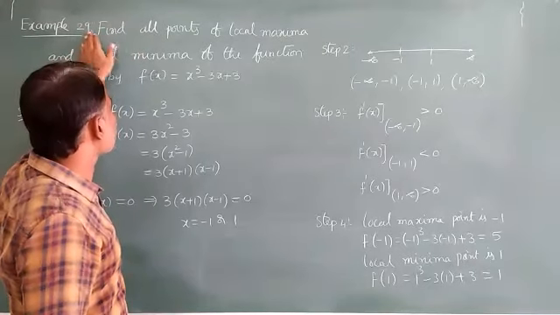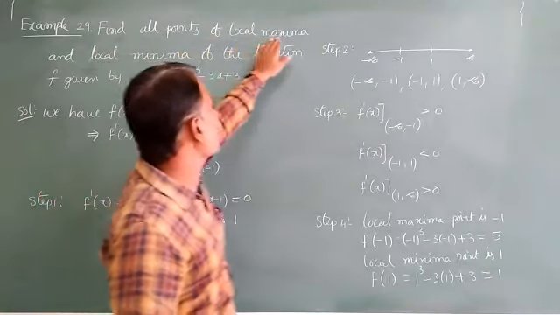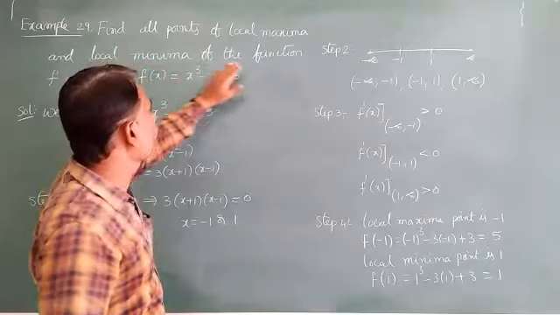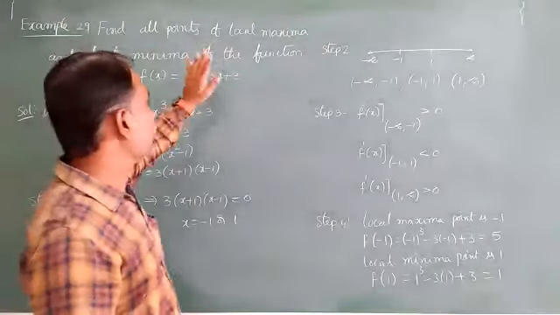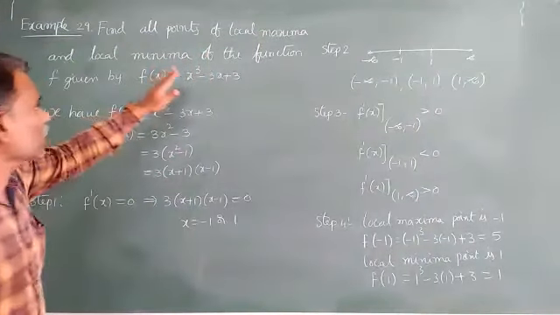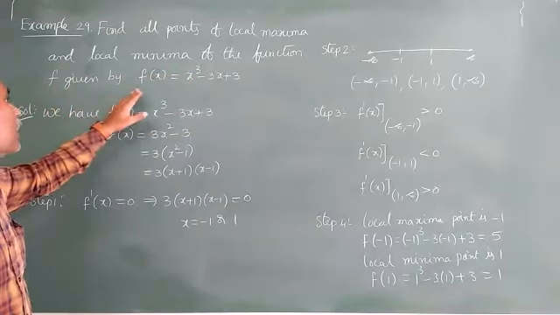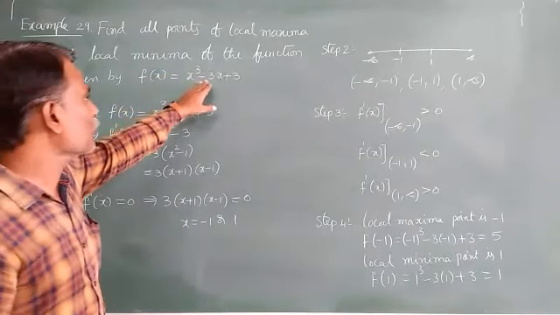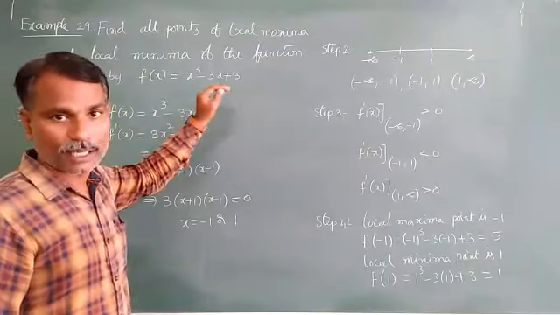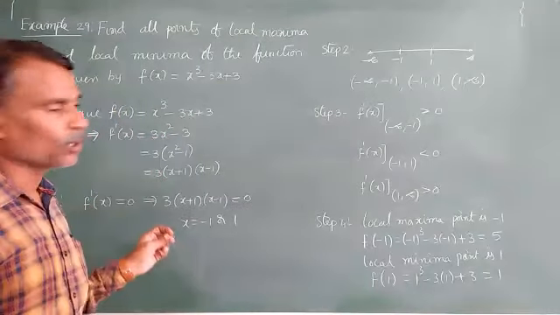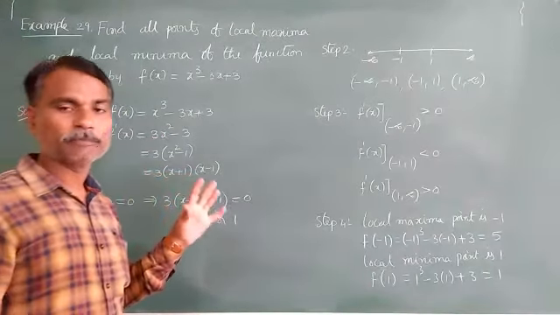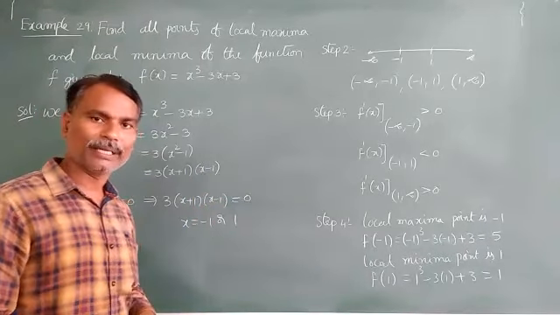Find all points of local maxima and local minima of the function f given by f of x is equal to x cube minus 3x plus 3. Here a polynomial function is given, so we are following the steps like our increasing decreasing function method.